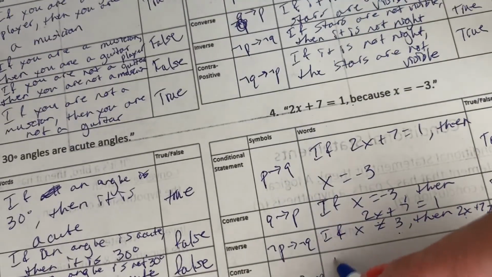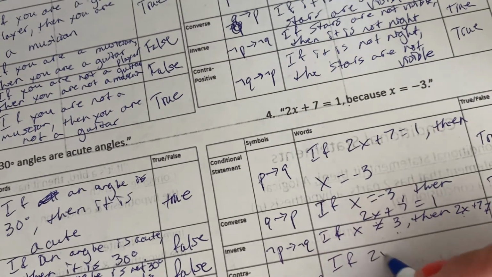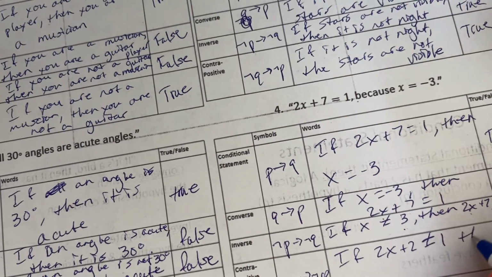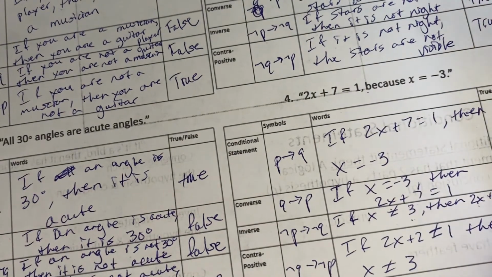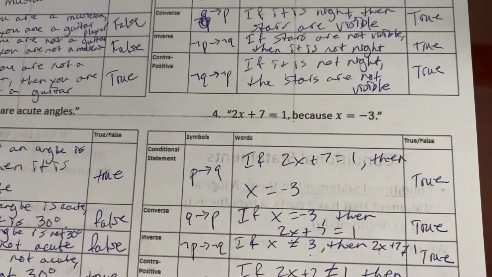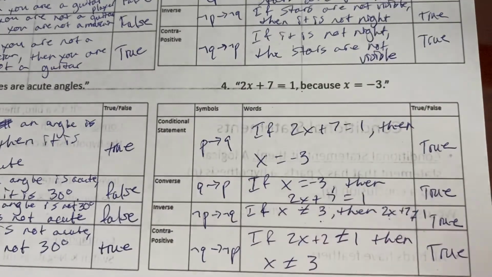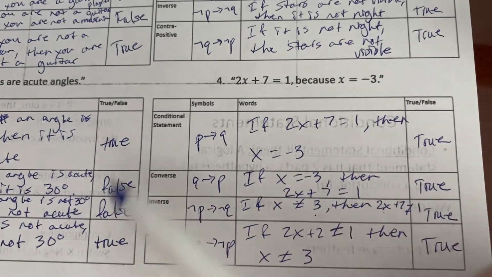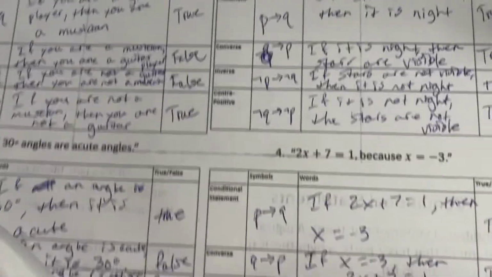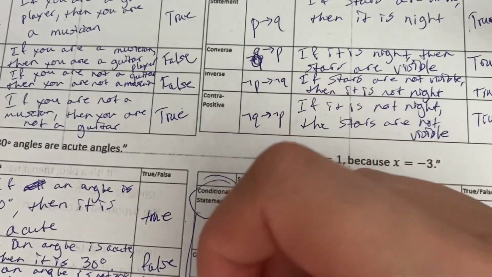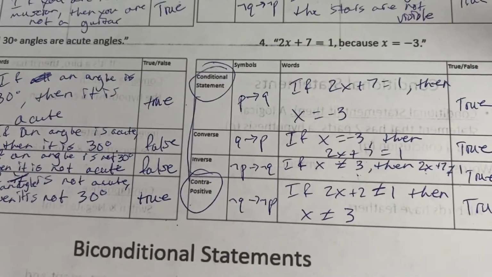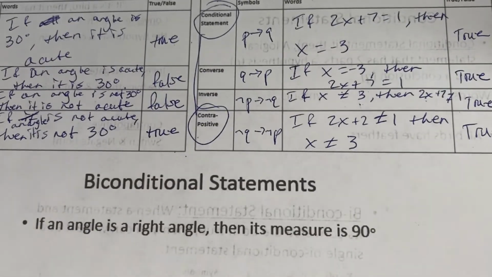Same thing here. If 2x plus 7 is not equal to 1, then x is not equal to -3, which is also true. So we'll notice that for all of these, the first and the last statement are always true. The contrapositive and the conditional statement are different ways to write the same thing.